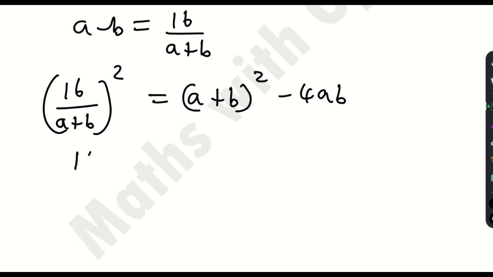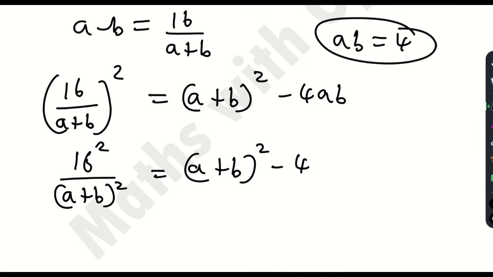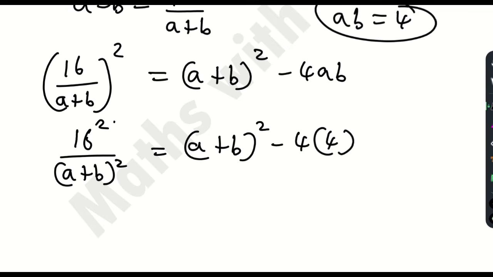So it's going to be 16 squared over what? (a + b)². Let me write this well. Is equal to what? (a + b)², then minus 4ab. From equation 2, ab is equal to 4, so I will replace ab with 4. And then let's continue. So what is 16 raised to power 2? 16 raised to power 2 is 256.